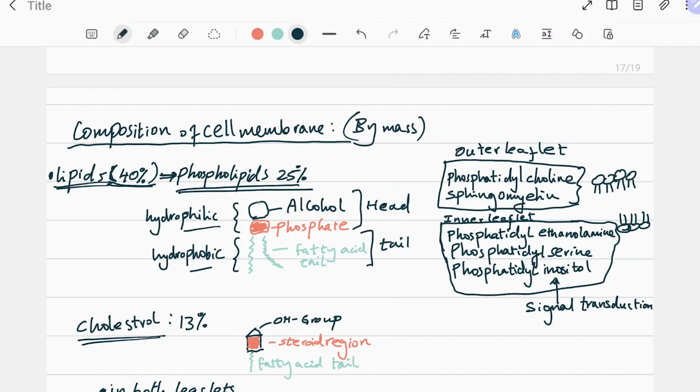The hydrophilic region is made up of the head region of this molecule. It contains an alcohol and a phosphate. This makes the head region, and there are two tails, and this makes up the hydrophobic region. So you have your phospholipid head and tail. Now the tail is a fatty acid tail.